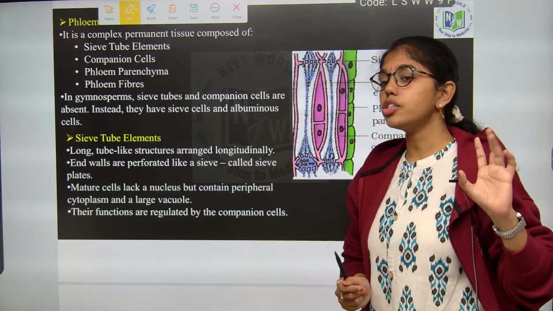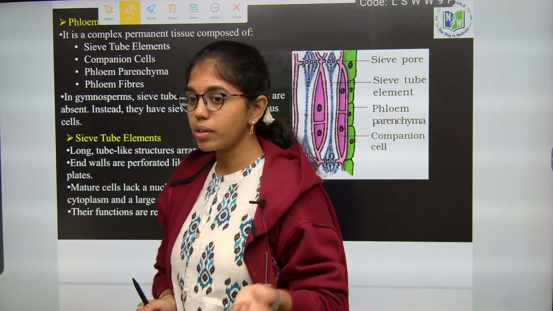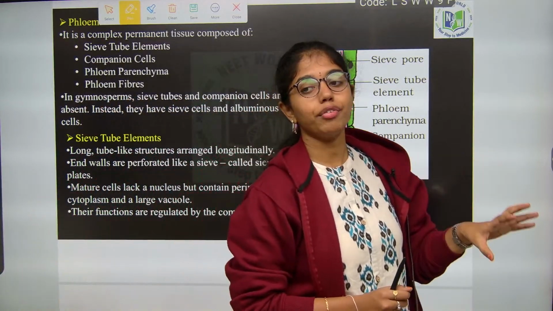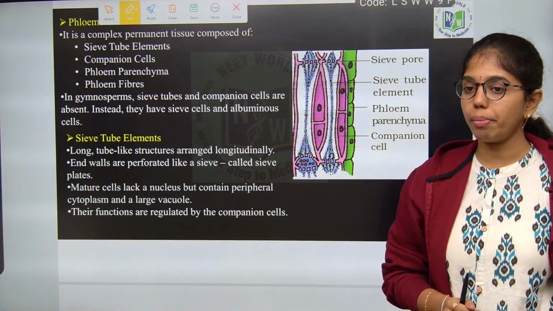Okay. Next is phloem parenchyma. They again have thin cellulose walls. They are made up of parenchymatous tissue. They are keenly involved in storage of food materials and secondary metabolites. This is about phloem parenchyma.